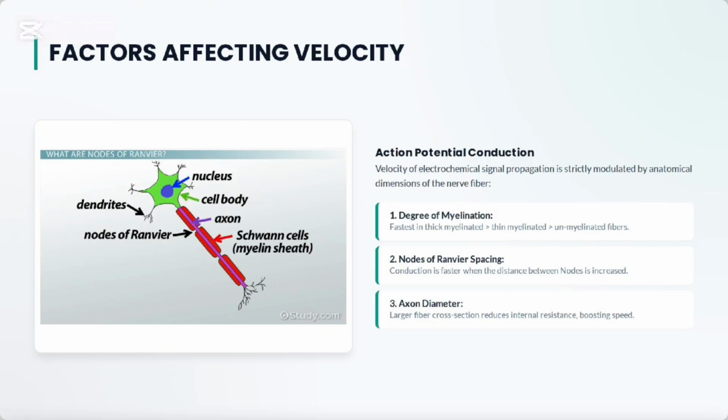3 anatomical factors. Degree of myelination. Signals travel fastest in thick, insulated, myelinated nerve fibers. Nodes of Ranvier spacing. The signal jumps across the uninsulated gaps, nodes. Increasing the distance between these nodes boosts the jumping speed. Axon diameter. A thicker nerve fiber reduces internal resistance, allowing electricity to flow faster.